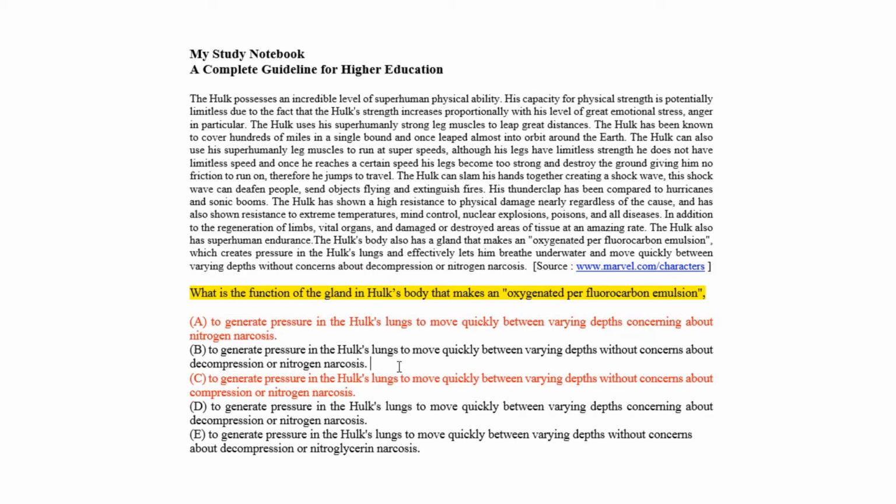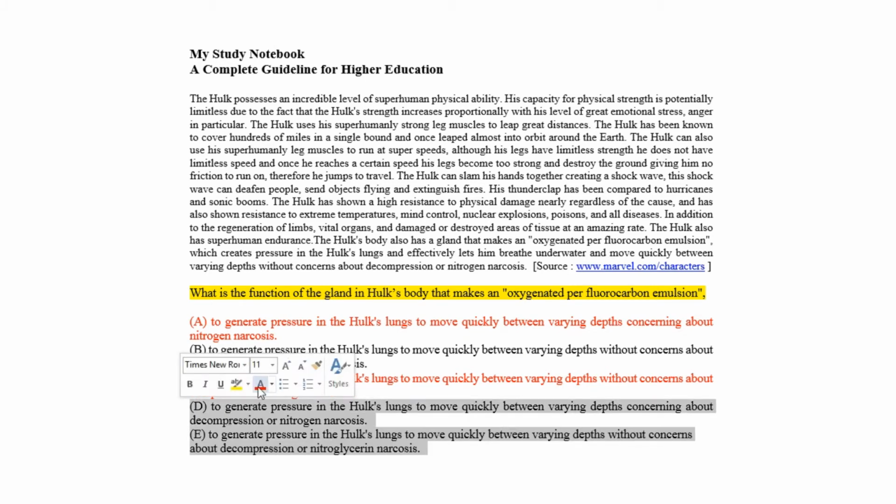On the other hand, nitroglycerin is written instead of nitrogen in option E, which is totally irrelevant, and the pressure generation in option D is happening by being concerned about varying depths. So choices D and E are also unfit to make sense, and they are to be eliminated.